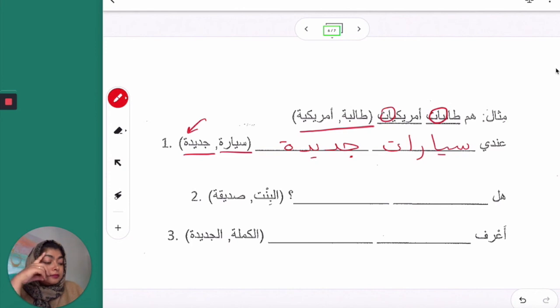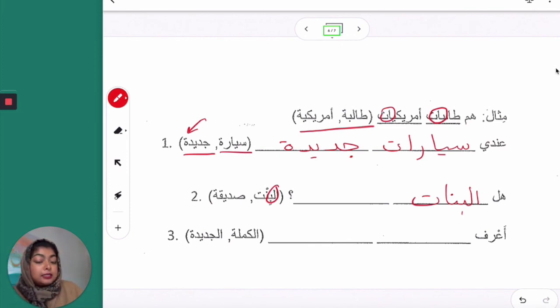Okay. هل, asking a question. البنت صديقة. Girl, friend. We want to say, are the girls friends? So you're going to pause and come back. Okay, البنت. Because it has alif lam, we're just going to keep that there. And what's the plural? بنات. بنت, بنات. If it has alif lam, just keep it there.